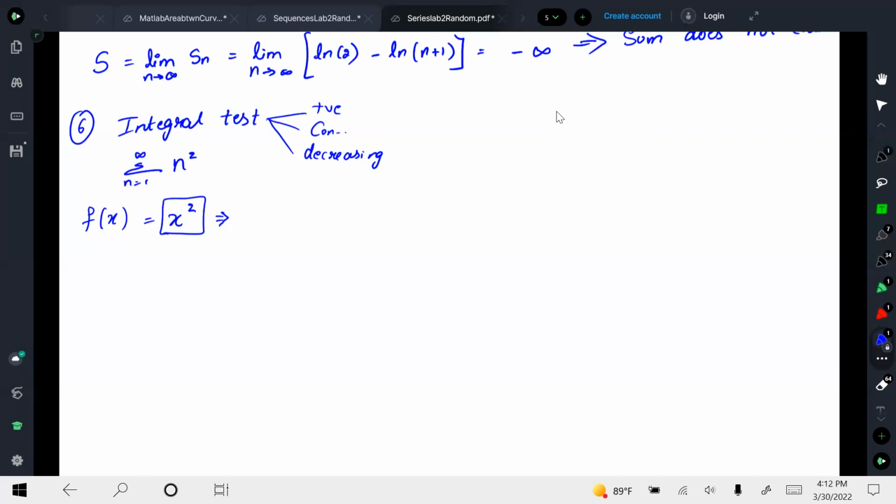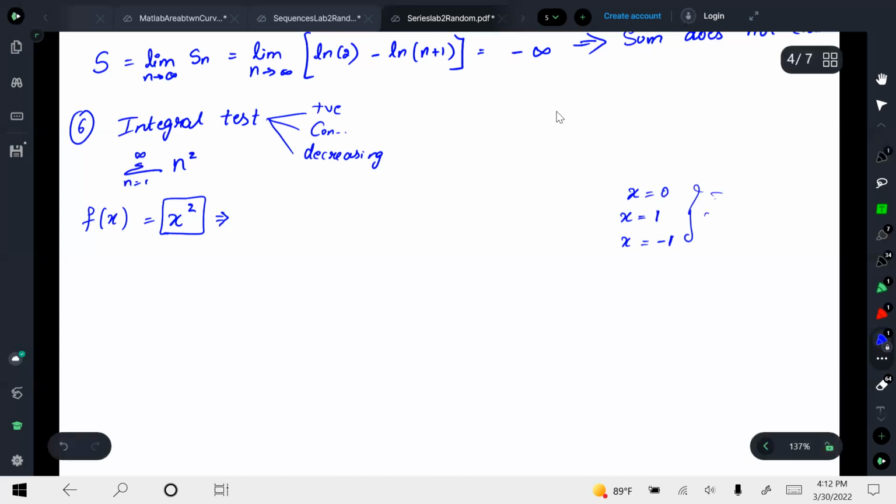Okay, so how do you test it? Take x equal to 0 first and check whether it is positive or not. Then go with x equal to 1 and then find what happens to the function at x equal to negative 1. Do this and tell me whether the function is positive for these three values.